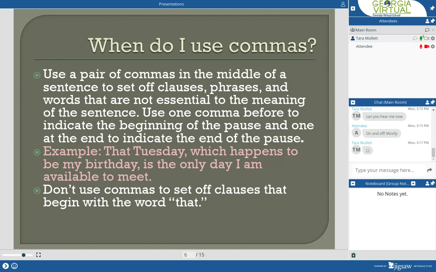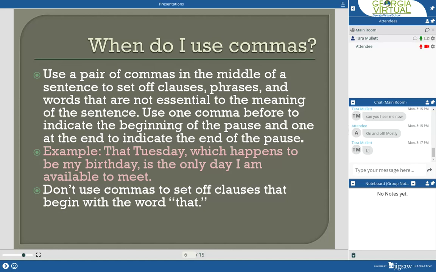Comma rule number 3, when do I use a comma? Use a pair of commas in the middle of a sentence to set off clauses, phrases, and words that are not essential to the meaning of the sentence. Use one comma before to indicate the beginning of the pause and one comma at the end to indicate the end of the pause. That Tuesday, which happens to be my birthday, is the only day that I am available to meet.